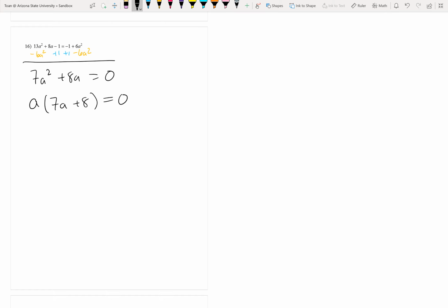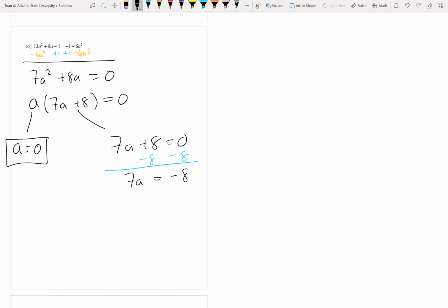So now we can apply the zero product property. Once it's factorized and it equals 0, that's the key here. You go ahead and set each separate piece equal to 0. So a equals 0 and 7a plus 8 equals 0. Now there's nothing to solve here because the letter is already by itself. And the right equation is just a simple two-step equation. Subtract the 8, divide out the 7. a equals negative 8 sevenths. Right.